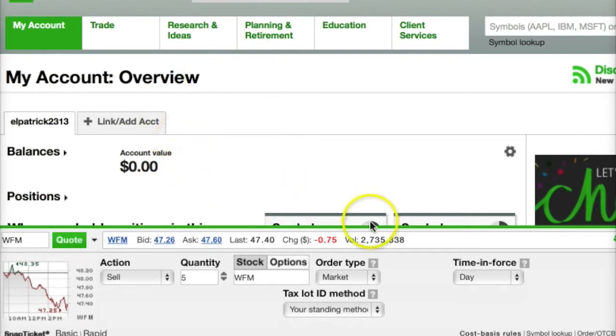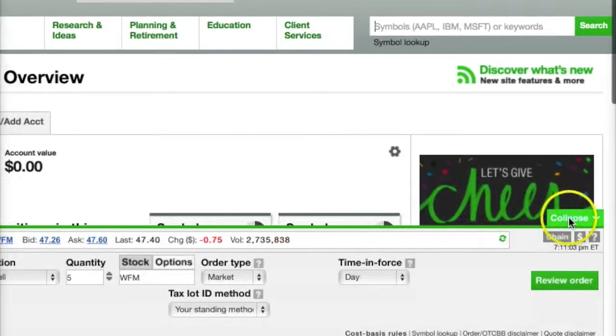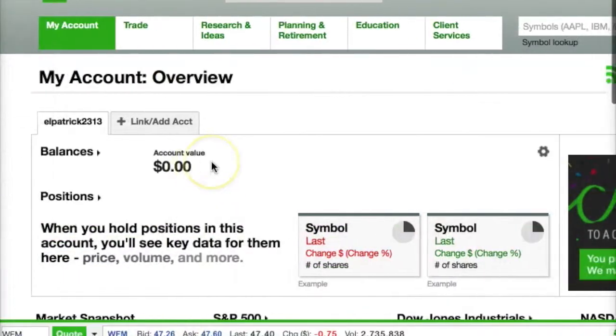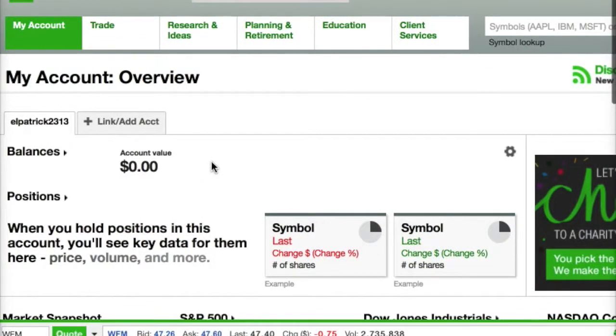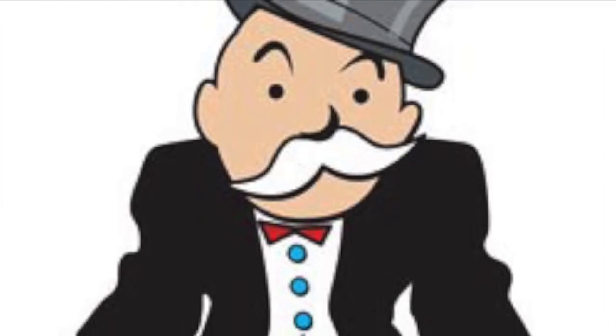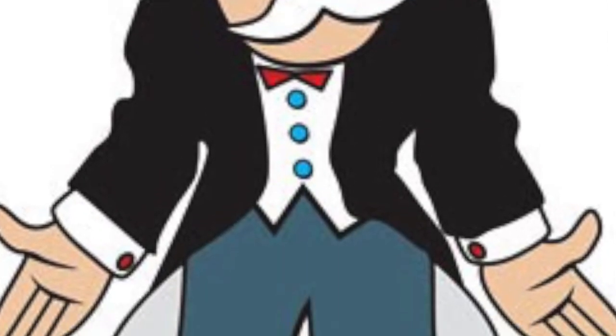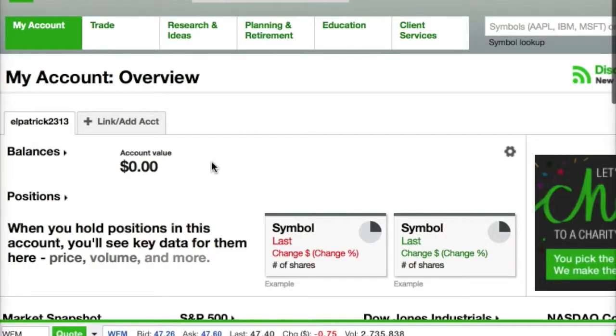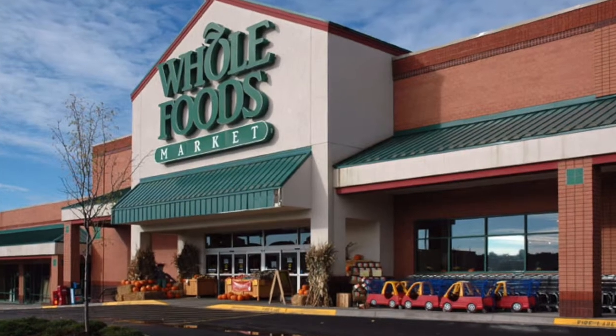We're here in a TD Ameritrade account, and as I mentioned, I don't really use TD Ameritrade for transactions, so there's nothing in there. But we can still go through, for educational purposes, how to perform a buy or a sell action. So let's say we want to buy shares in Whole Foods.